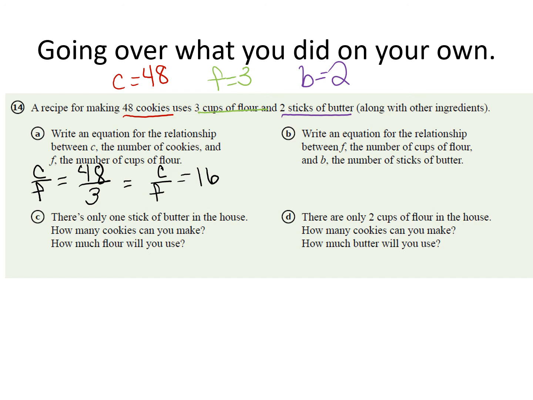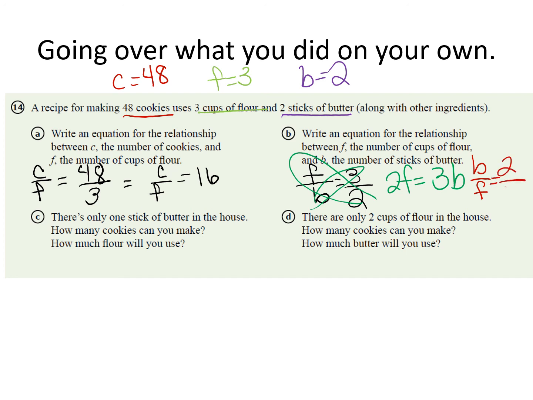Okay, write an equation for the relationship between F, the number of cups of flour, and B, the number of sticks of butter. Well, how much flour does it take? 3. How many sticks of butter? 2. Okay, if we wanted to, we could cross multiply these and say 2F equals 3B. We could also switch that if we needed to and say B over F equals, well, what's my butter? 2, and my flour is 3. Whatever it is, these have got to match up. See how these match up? And these match up.